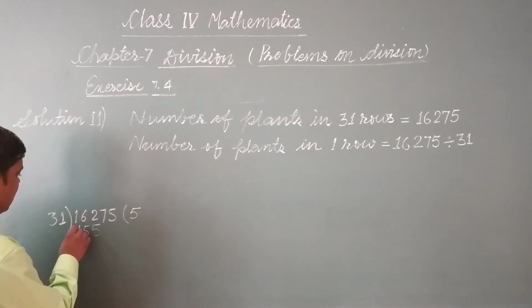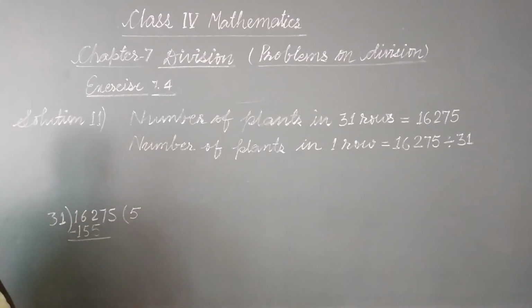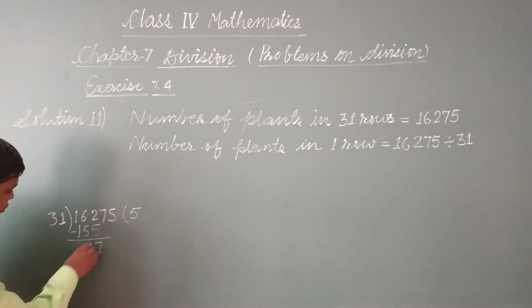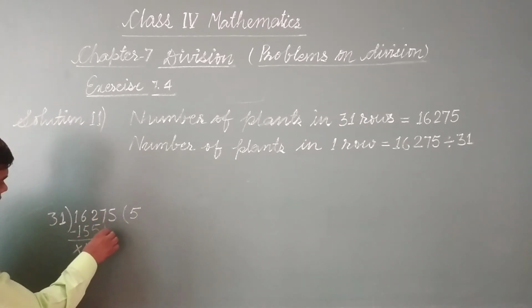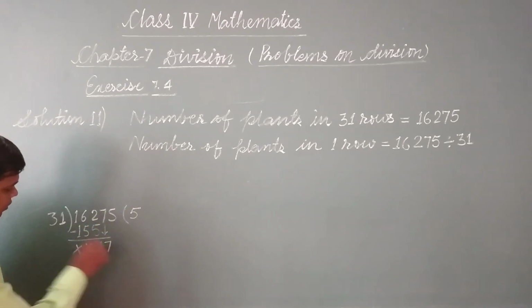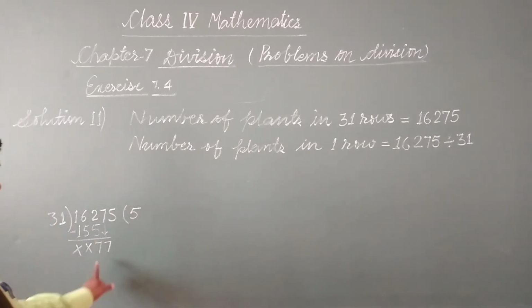Then you will subtract from 162. 5 will not be subtracted from 2, so you will take 1 borrow from 6. So here it will be 12 minus 5, 7. It will be left 5. 5 minus 5 is 0. So I am crossing 1 minus 1, 0, again crossing. 7 will come down from up. Now we have 77.